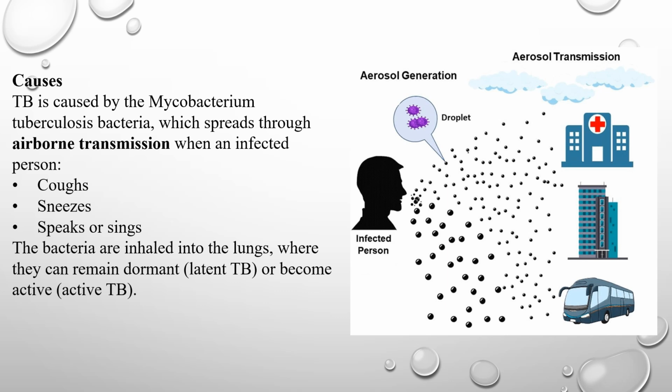It is very clear: when an infected person is sneezing or coughing or speaking, the droplets, as you know, are very light in weight. They can spread easily, and they can be inhaled by a healthy person, who then has a chance of getting infected. This is how the transmission goes on. So when the bacteria are inhaled into the lungs, they can remain dormant or become active. When active, it is called active TB. So this is the mode of transmission.